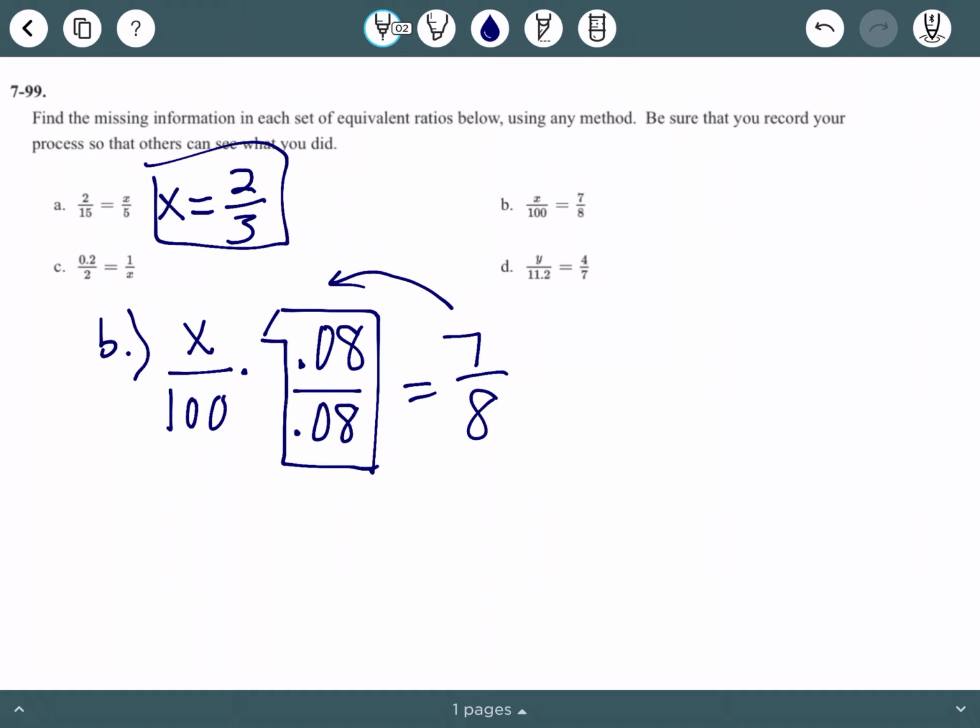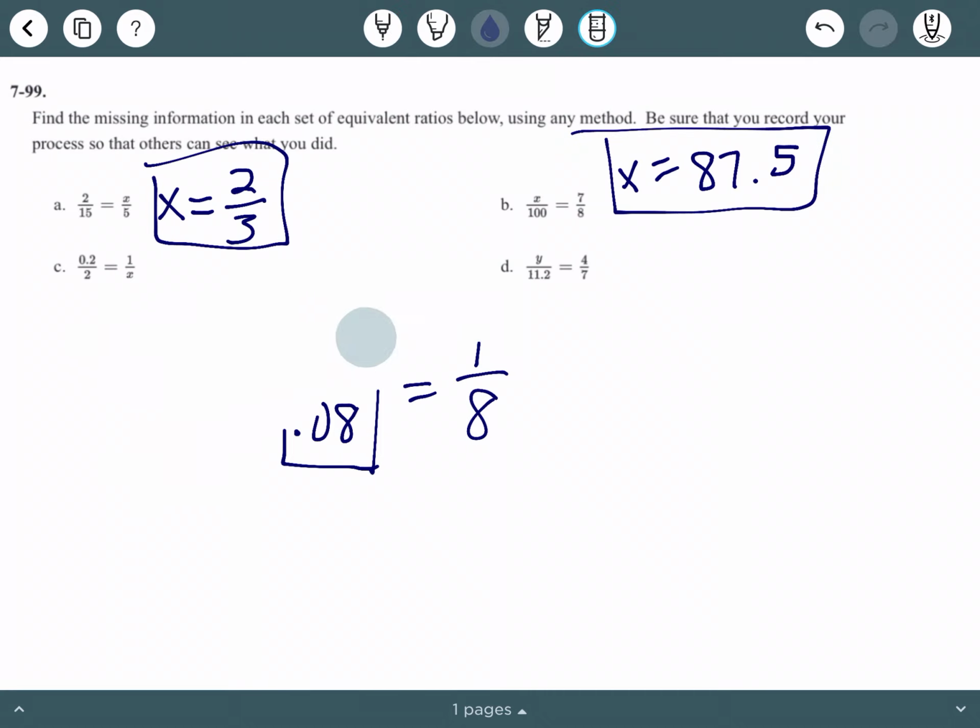So rather than doing x times 0.08, what we have to do in this case is the inverse, which is 7 divided by 0.08. And when you do that, you're going to find that x equals 87.5. So that is all we need to put here. You do need to make sure that you show your work, though, and how you got it.